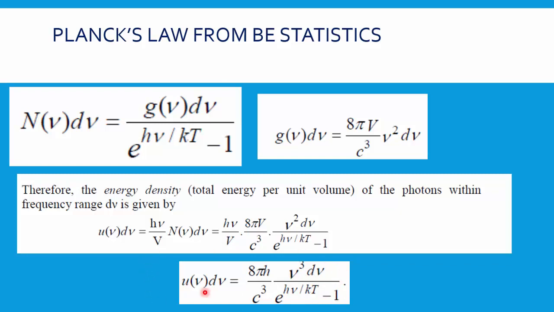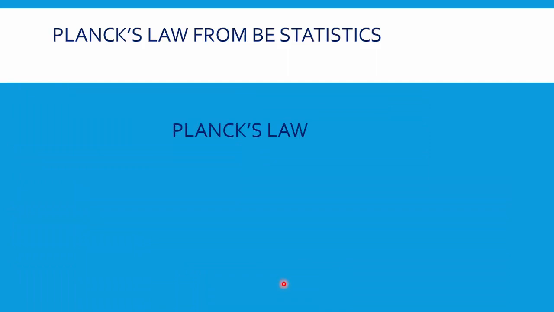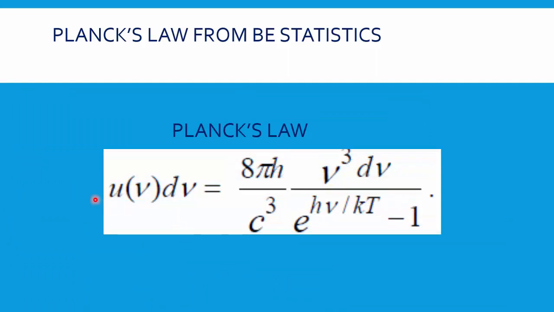Why do I have d nu? It means that the energy density is calculated from a frequency nu to nu plus d nu. So this is your Planck's law. Energy density is expressed as 8 pi h by c cube into nu cube by e to the power of h nu by kT minus 1.